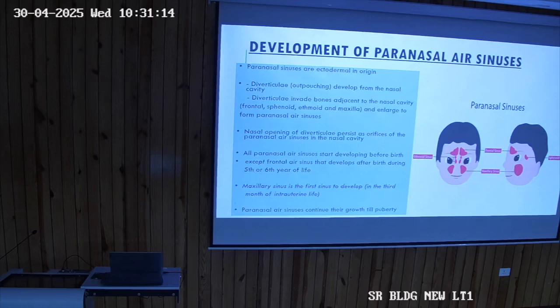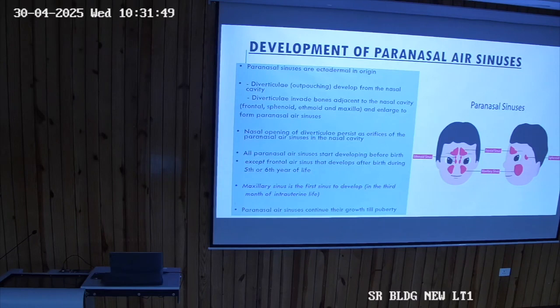Maxillary air sinus start developing first. Okay. Which will start developing last? Frontal air sinuses, which is there in the frontal bone. Most of these, they start developing before birth, except frontal air sinus, which develops after birth. So these are the frontal air sinuses in the frontal bone. Then you have ethmoid sinus, then maxillary air sinus, and sphenoid air sinus will be visible laterally, not from the front view.